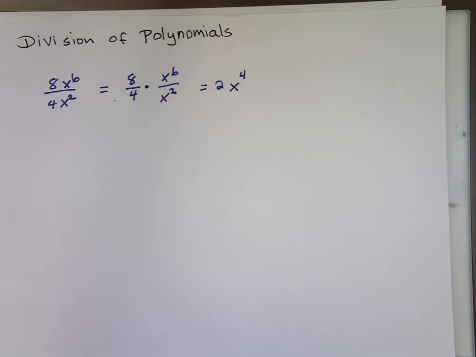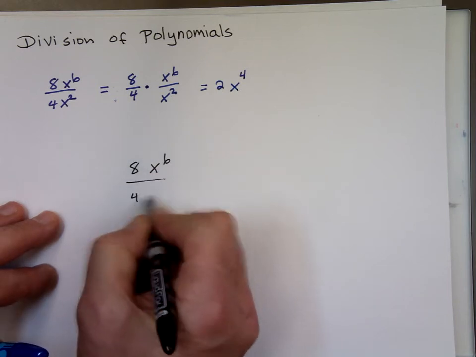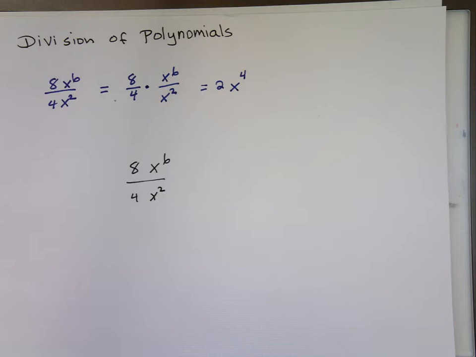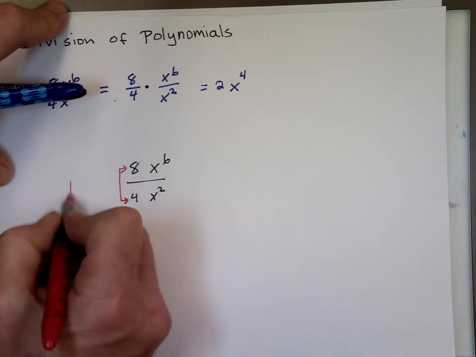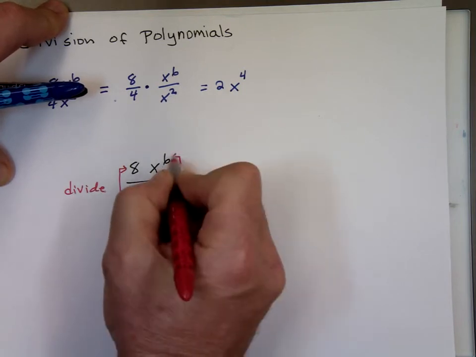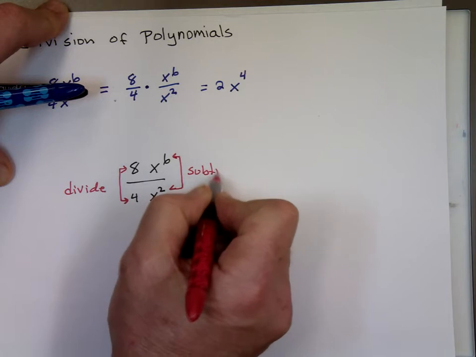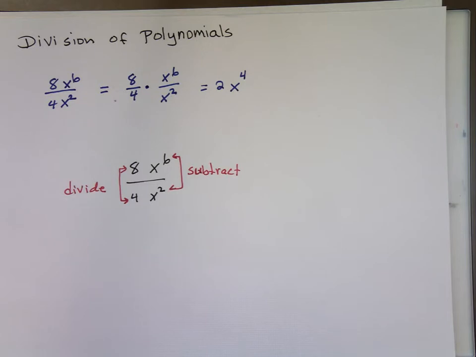So here is the trick to dividing polynomials. You divide the numbers and subtract the exponents. We divide these numbers and we subtract the exponents. Subtract. And let's practice with that. Once we get this mastered, we'll make it a little bit bigger.